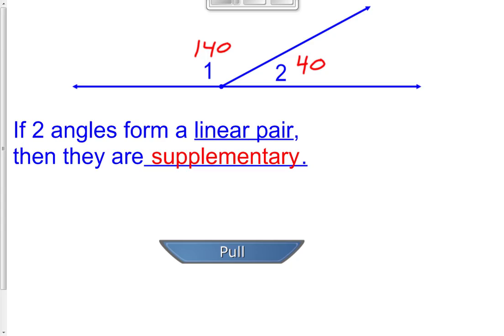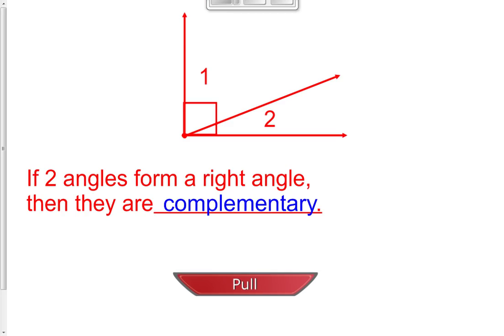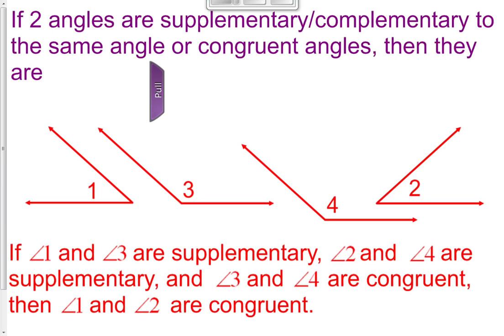That's what supplementary means. If two angles form a right angle, which is 90 degrees, we would then say that they are complementary angles. If two angles add up to equal 90 degrees, which is a right angle, they are complementary. If two angles are supplementary or complementary to the same angle or congruent angles, then they are congruent is the answer for this one.